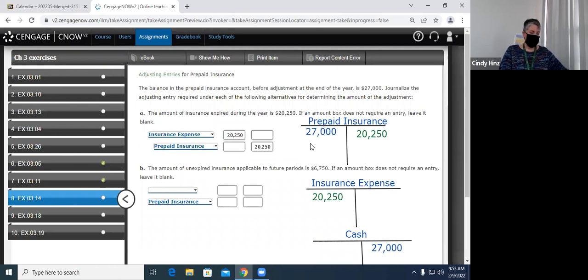So again, the adjusting entry is the change we need to make to that account. We didn't have to put the 27,000 in. We don't need to know what the ending balance is to do that entry. What would the ending balance be though? On our balance sheet, we would still have how much insurance left?